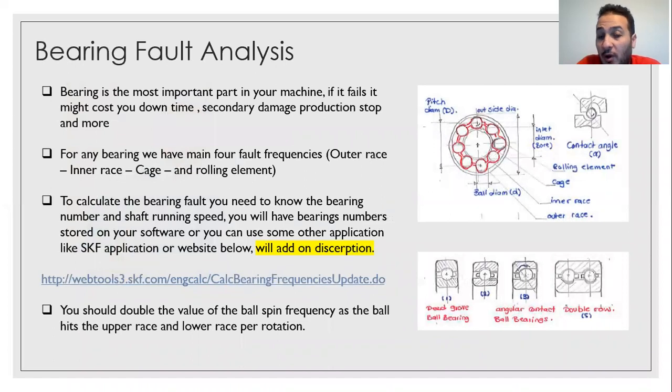Bearing is the most important part in your machine, and if it fails, that might cost you downtime, secondary damage, the production will stop, and many more. In this course, I'm not going to talk about the causes of bearing failure and the bearing failure modes. I will do this in separate videos about bearings, even for the high frequency detection techniques like spike energy, envelope acceleration, modulation, and the big view. I'm going to talk about this in a separate video.